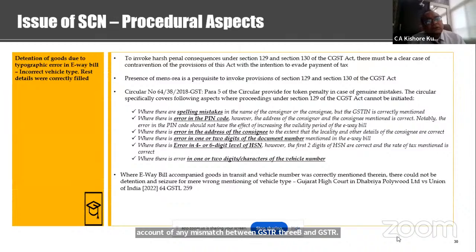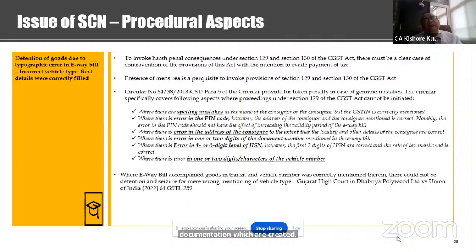Then, friends, we have seen a lot of cases coming up relating to check post matters. As I mentioned, friends, in sections 129 and 130 there are very high penalties provided. We have seen a lot of check post matters, and when these matters went to the High Court, it was seen that a lot of penalty had been imposed because of some trivial issues, some typographic errors in the documentation.